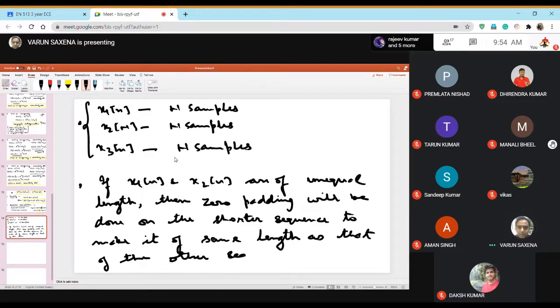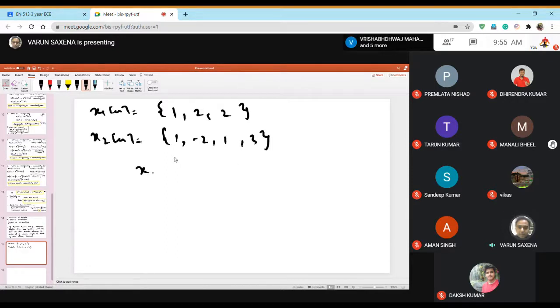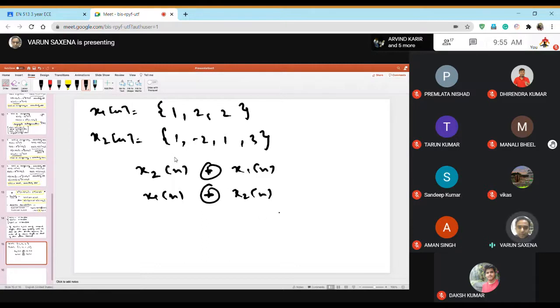Of the other sequence. So this is something that you must remember. What I basically mean is, suppose I give you an x1[n] which is 1, 2, 2, and I give you an x2[n] which is 1, -2, 1, 3. And I say that you evaluate x2[n] convolution x1[n]. It is commutative, so you can just write it like this also, the same as x1[n] convolution x2[n]. If I tell you to evaluate these two quantities, which mean the same, this is equal to x3[n].